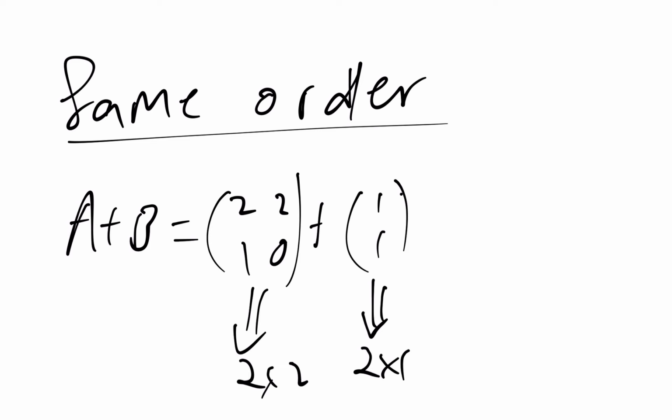What we have to do, obviously, is to firstly check if the orders are the same, and if you find that the orders are not the same, you just realize that the addition computation won't be possible.